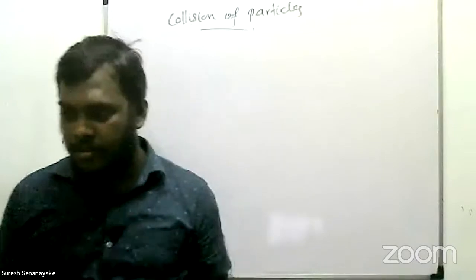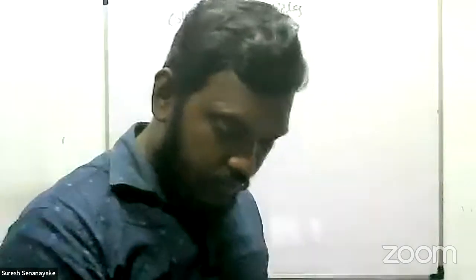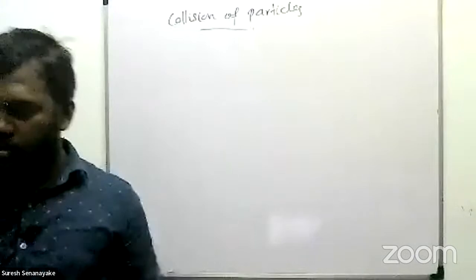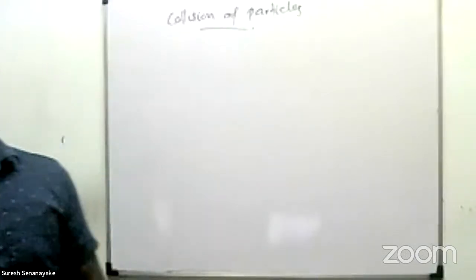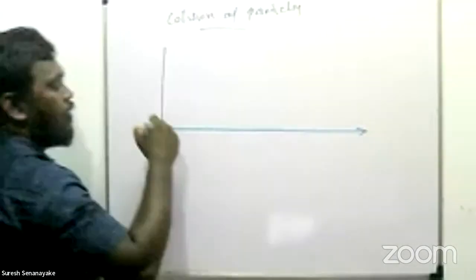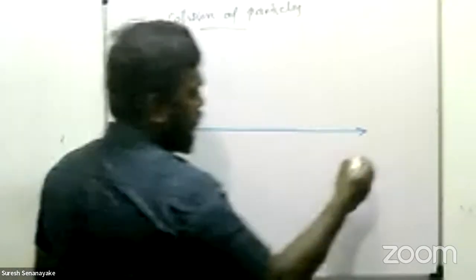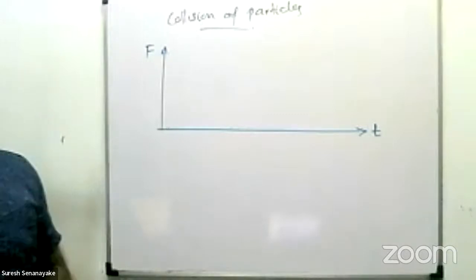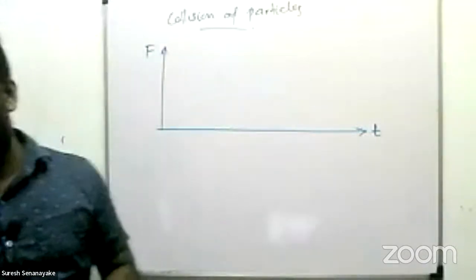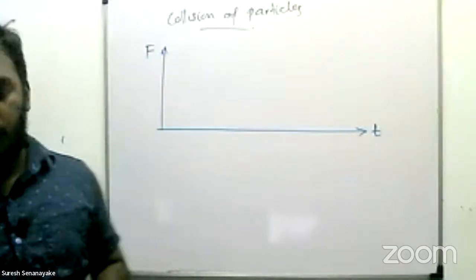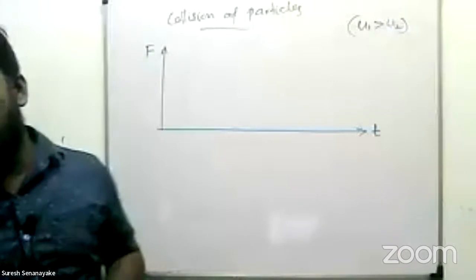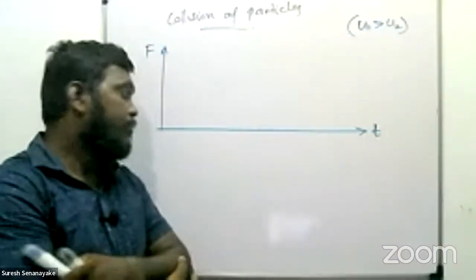Then let us consider two bodies of masses m1 and m2 moving along the same line with velocities u1 and u2, within brackets write u1 greater than u2, as shown below.